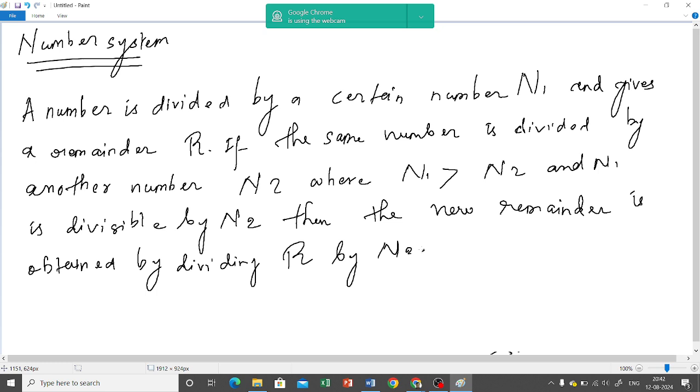So what is given? A number is divided by a certain number n1 and gives the remainder r. If the same number is divided by another number n2, where n1 is greater than n2 and n1 is divisible by n2, then the new remainder is obtained by dividing r by n2. Do a sum, you will understand. These rules are very important. These are the shortcuts actually.